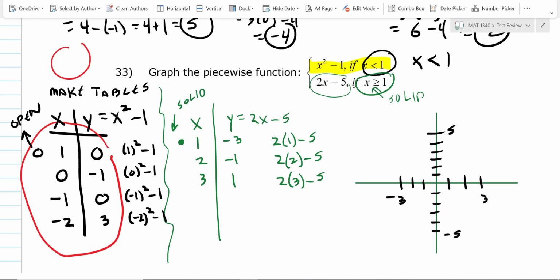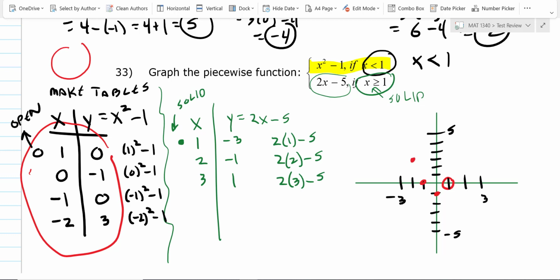I've got 1, 0, but use an open bubble. That's important. Then I've got 0, negative 1. Everything else is solid. You've got negative 1, 0. That's a definite point. You have negative 2, 3. That's a definite point like that. Now, what students do wrong all the time is they want to go in both directions. I think I put that point in the wrong place. So I've got negative 2, 3.